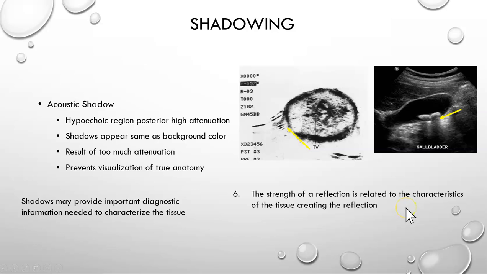So this violates assumption number 6, which is that the strength of reflections is related to the characteristics of the tissue creating the reflection. Now I want to take a second just to mention to you that at no point ever will they ask you what number assumption is being violated by this artifact. We just listed the artifacts as a guide to help you understand what's causing them. You don't have to memorize the 6 different assumptions.